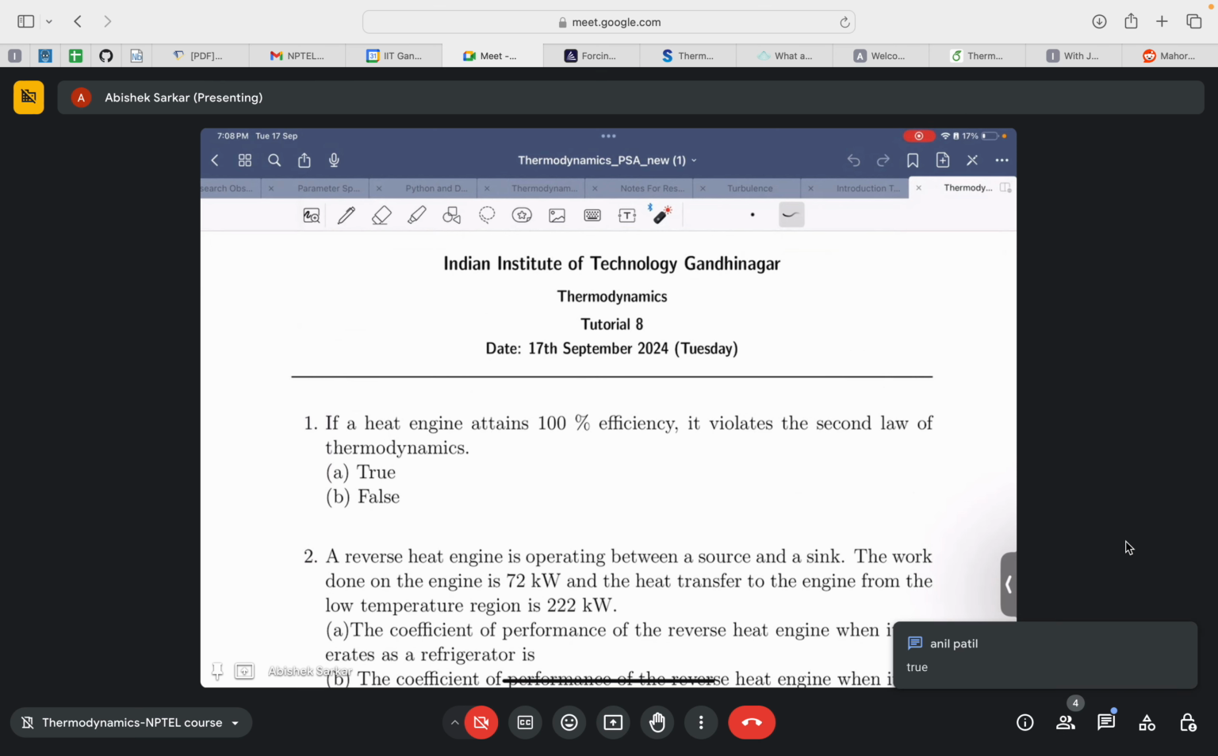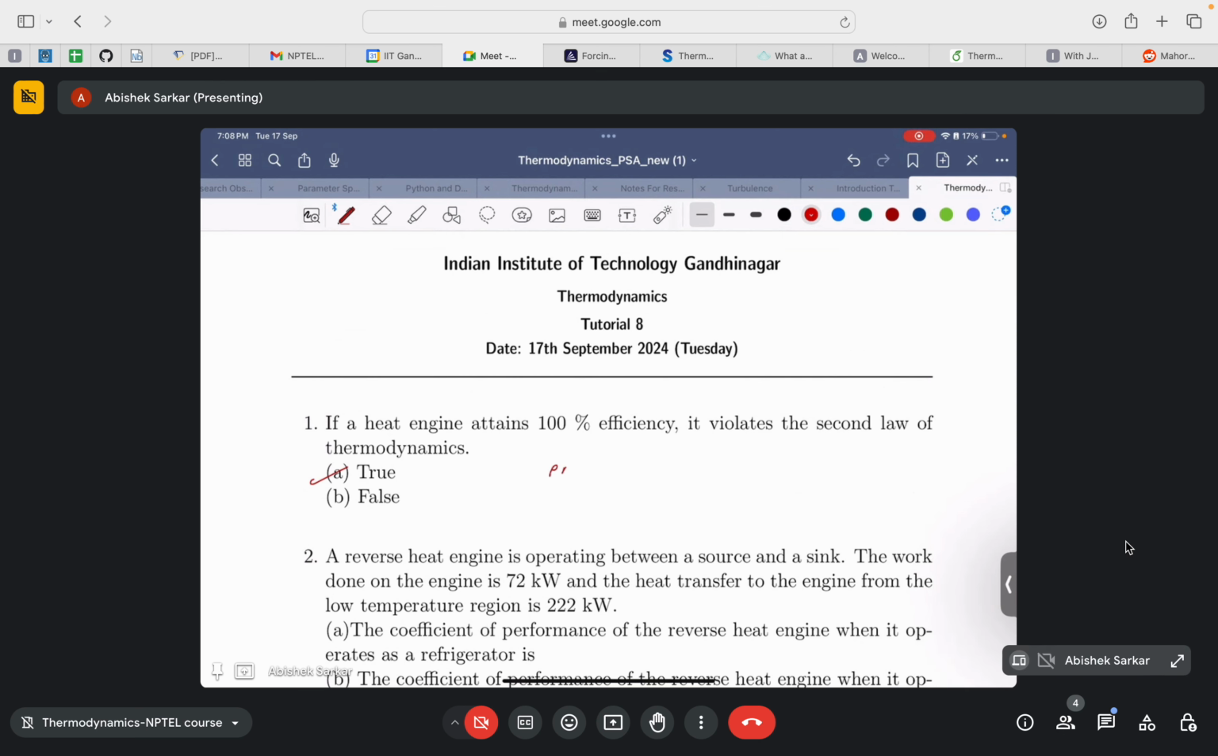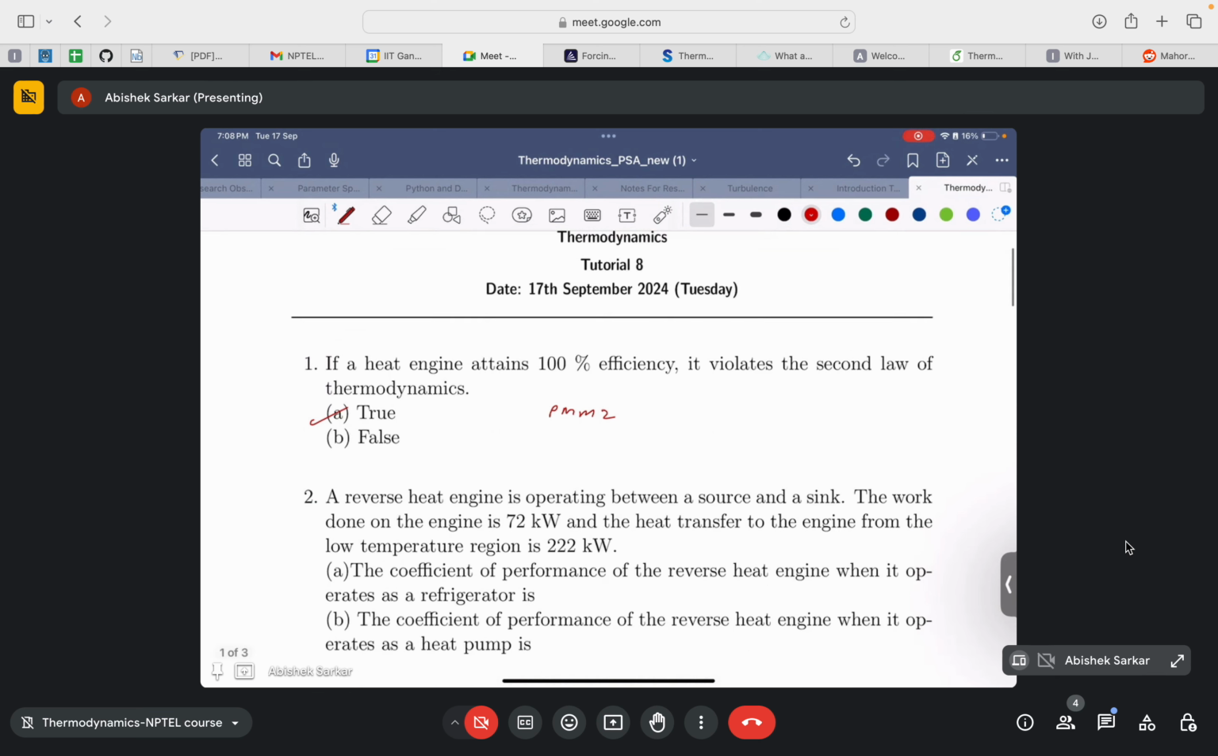True. Yes, exactly. Because we saw that the only way possible to achieve 100% efficiency is when we have PMM2, right? Only then can we have 100% efficiency, and PMM2 itself is an imaginary device. So this is true. A heat engine can never attain 100% efficiency, even in an ideal case. It's very important to know, even in an ideal case.